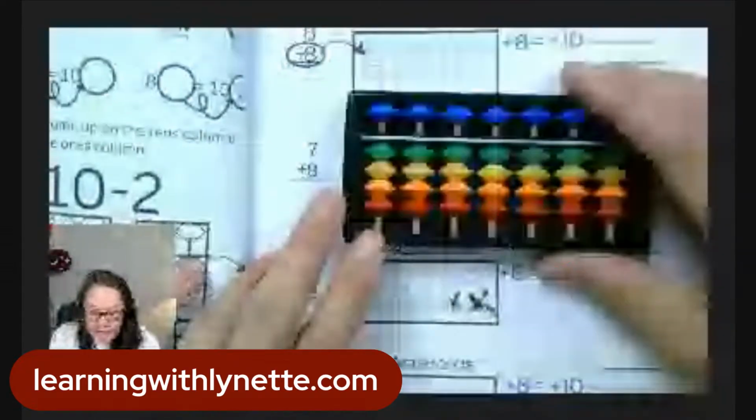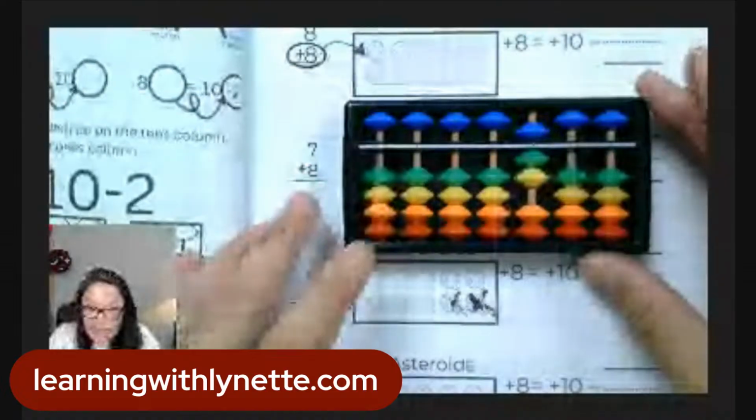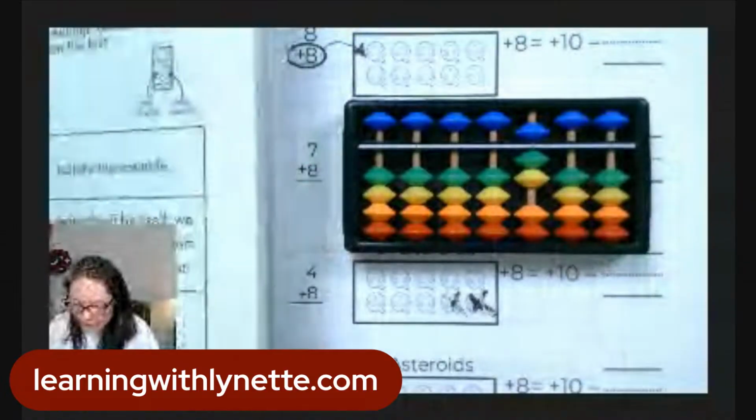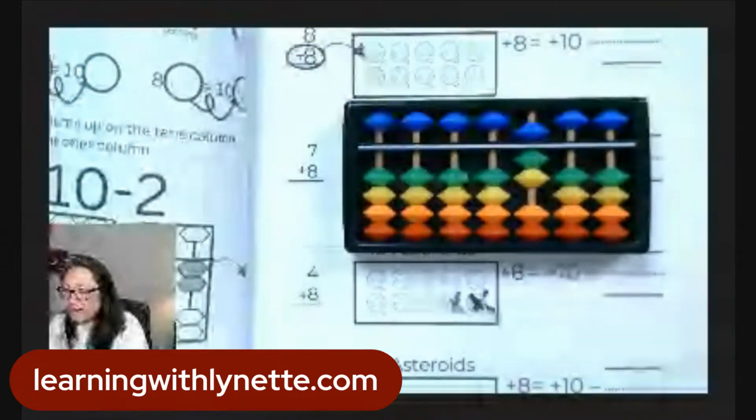Thank you so much for the hand heart, Laura. Thank you so much.